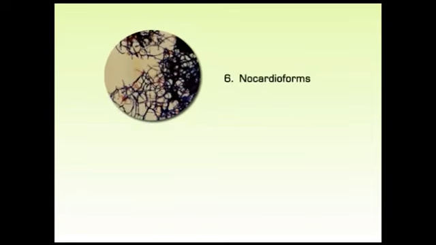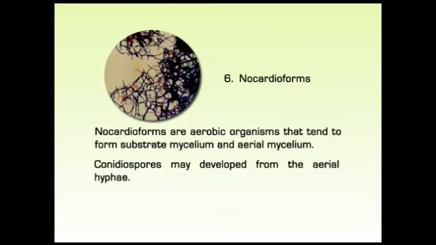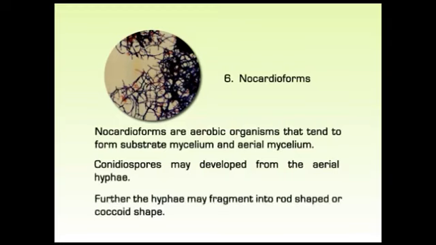The last one, nocardioforms. Nocardioforms are aerobic organisms that tend to form substrate mycelium and aerial mycelium. Conidiospores may develop from the aerial hypha. Further, the hypha may fragment into rod-shaped or coccoid forms.